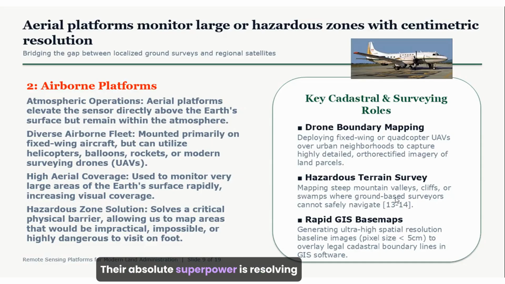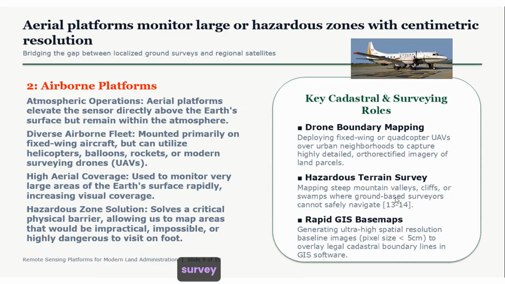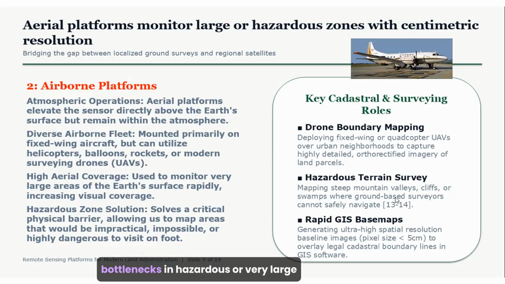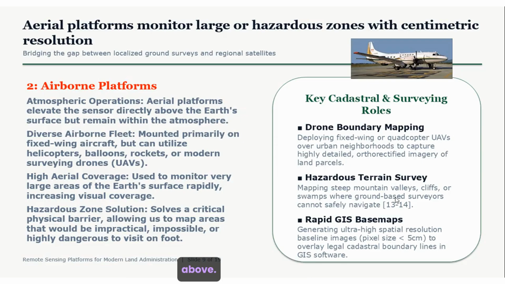Their absolute superpower is resolving survey bottlenecks in hazardous or very large areas. Instead of risking surveyors' safety, climbing steep cliffs or dense wetlands, aerial remote sensing lets us safely map these zones with high precision from above.